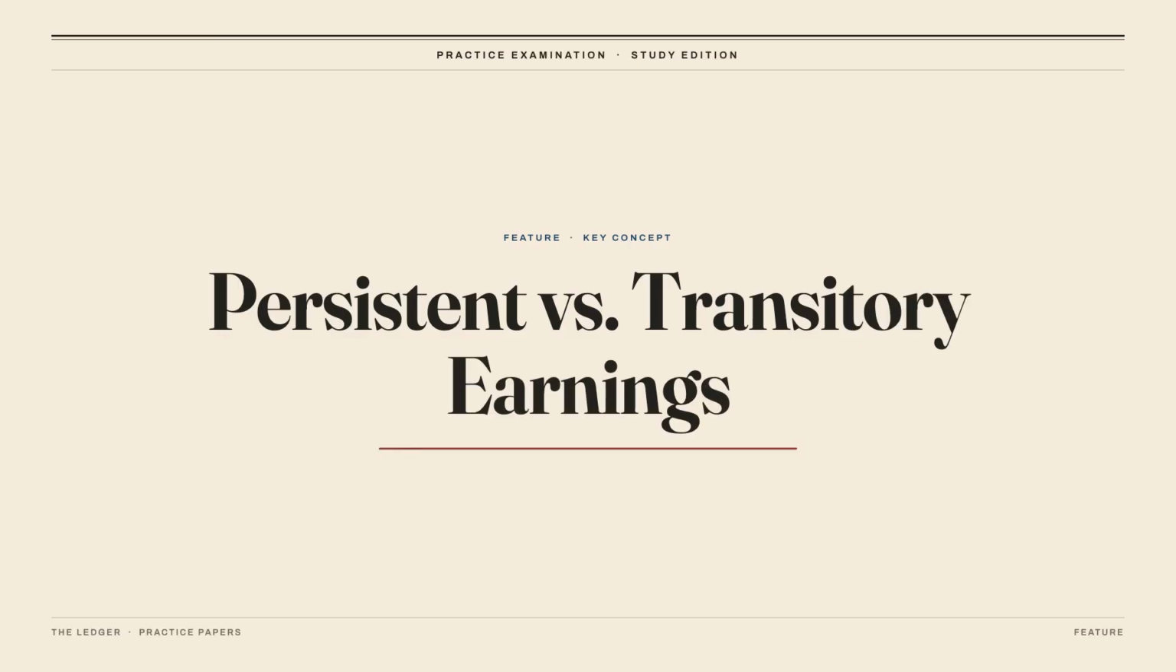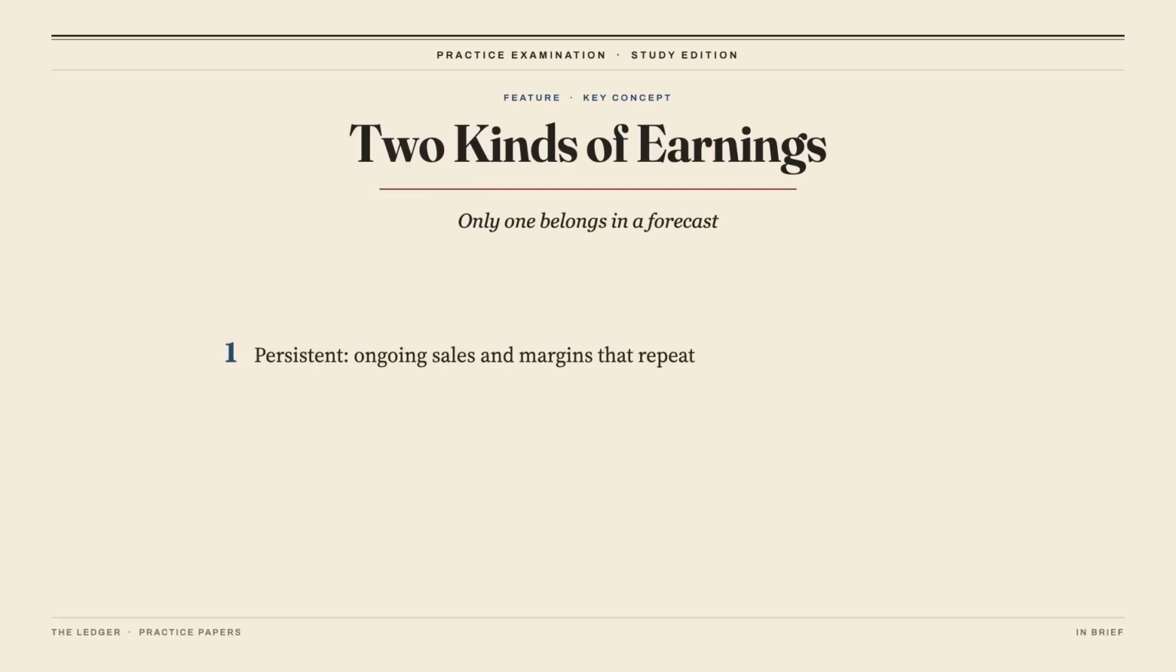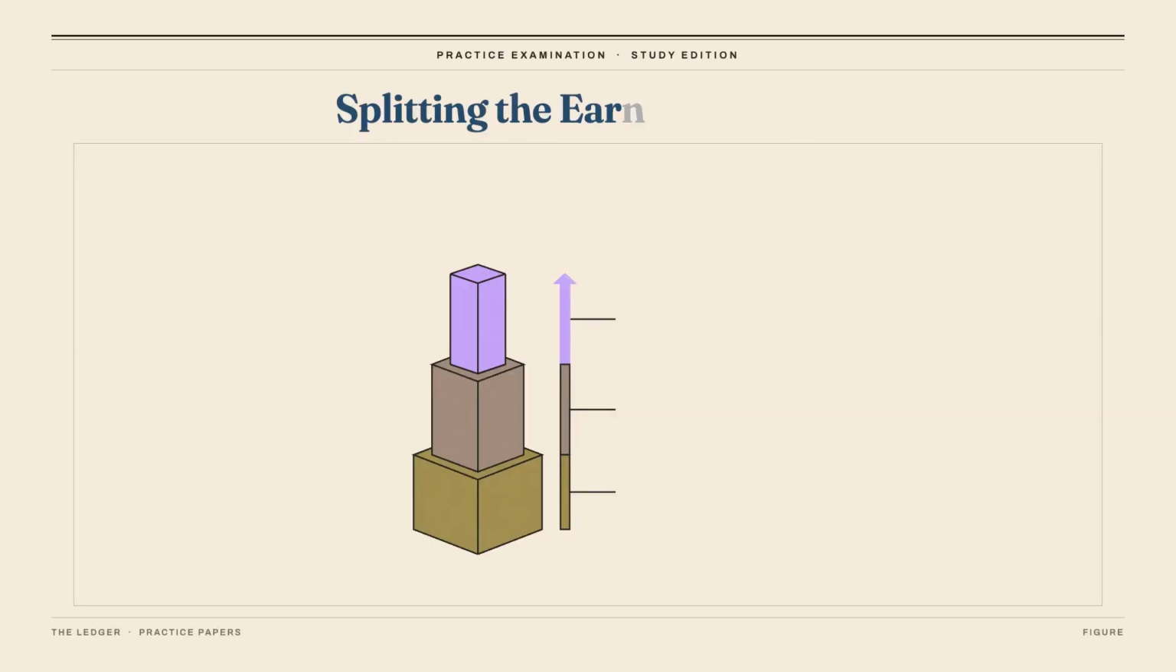A company sells a warehouse and books a one-time gain that boosts this year's net income. The question is what to do with that gain when forecasting next year, and the answer separates careful analysts from careless ones. Persistent earnings reflect the ongoing, repeatable operation of the business: the sales and margins likely to show up again next year. Transitory earnings are one-time events, like a gain on selling a building, a lawsuit settlement, or income from a discontinued operation, and they are not expected to recur.